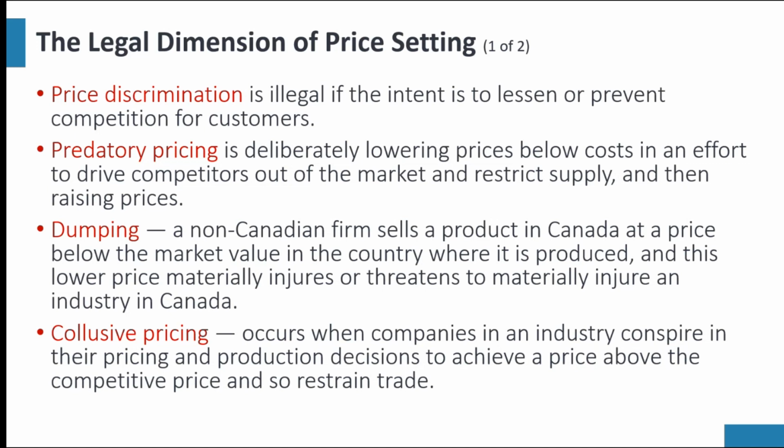Dumping is also not allowed. Dumping is normally used with reference to international trade. A non-Canadian firm, any firm outside the country, sells a product in Canada at a price below the market value in the country where it is produced, and this lower price materially injures or threatens to materially injure an industry in Canada. If that is the case, that is called dumping, and dumping is not allowed in international trade.